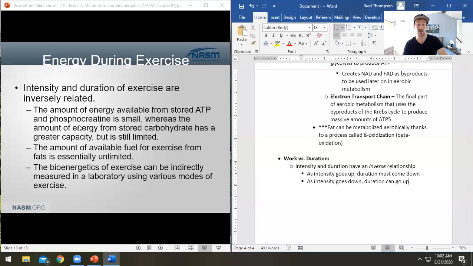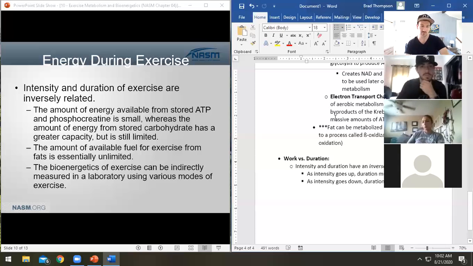All right, so the amount of energy from ATP-PC is really short, right? 6 to 10 seconds. The amount of energy from carbs is moderately short, right? The amount of energy from fat is essentially unlimited, right? Let's just think about it: you've got 3,500 calories in 1 pound of fat. And that's really how that works.